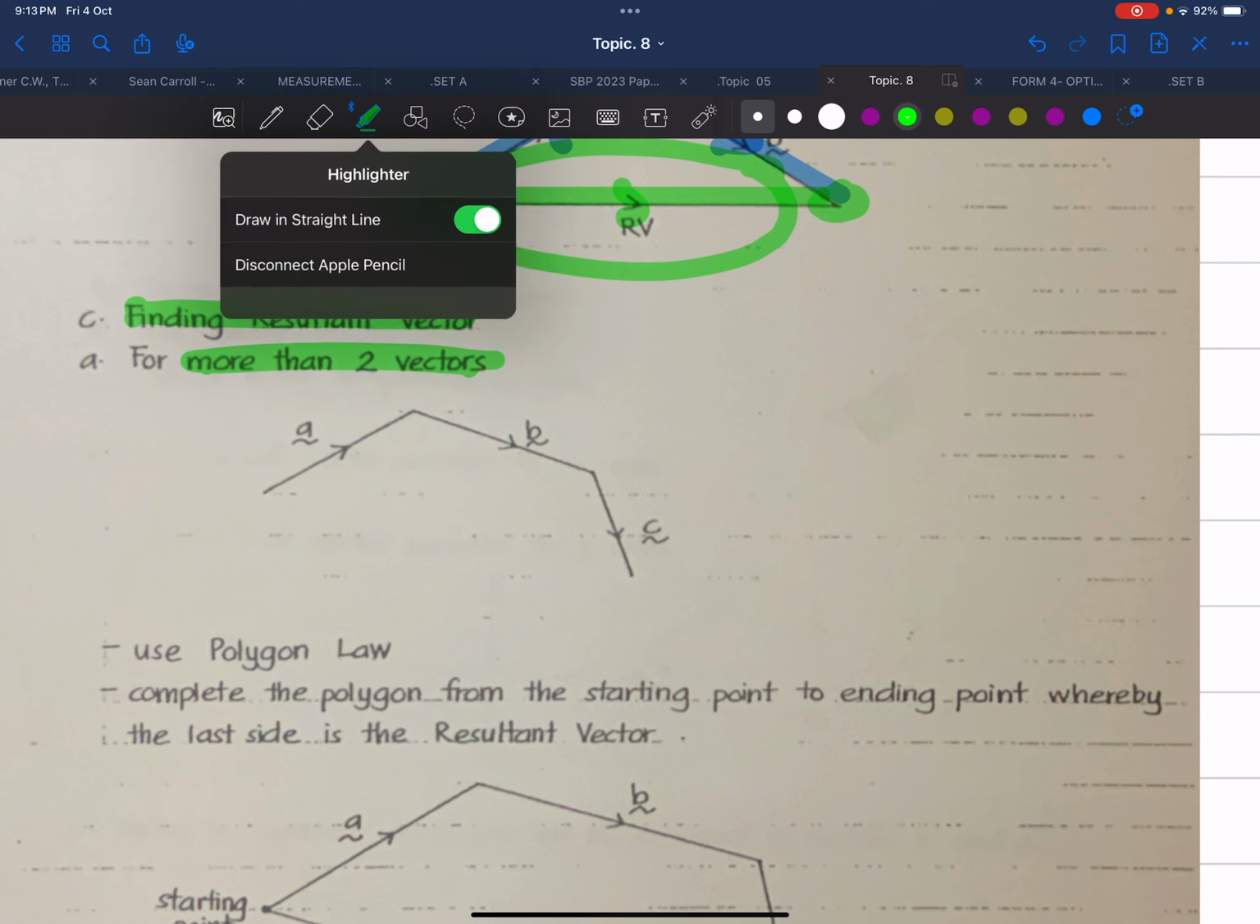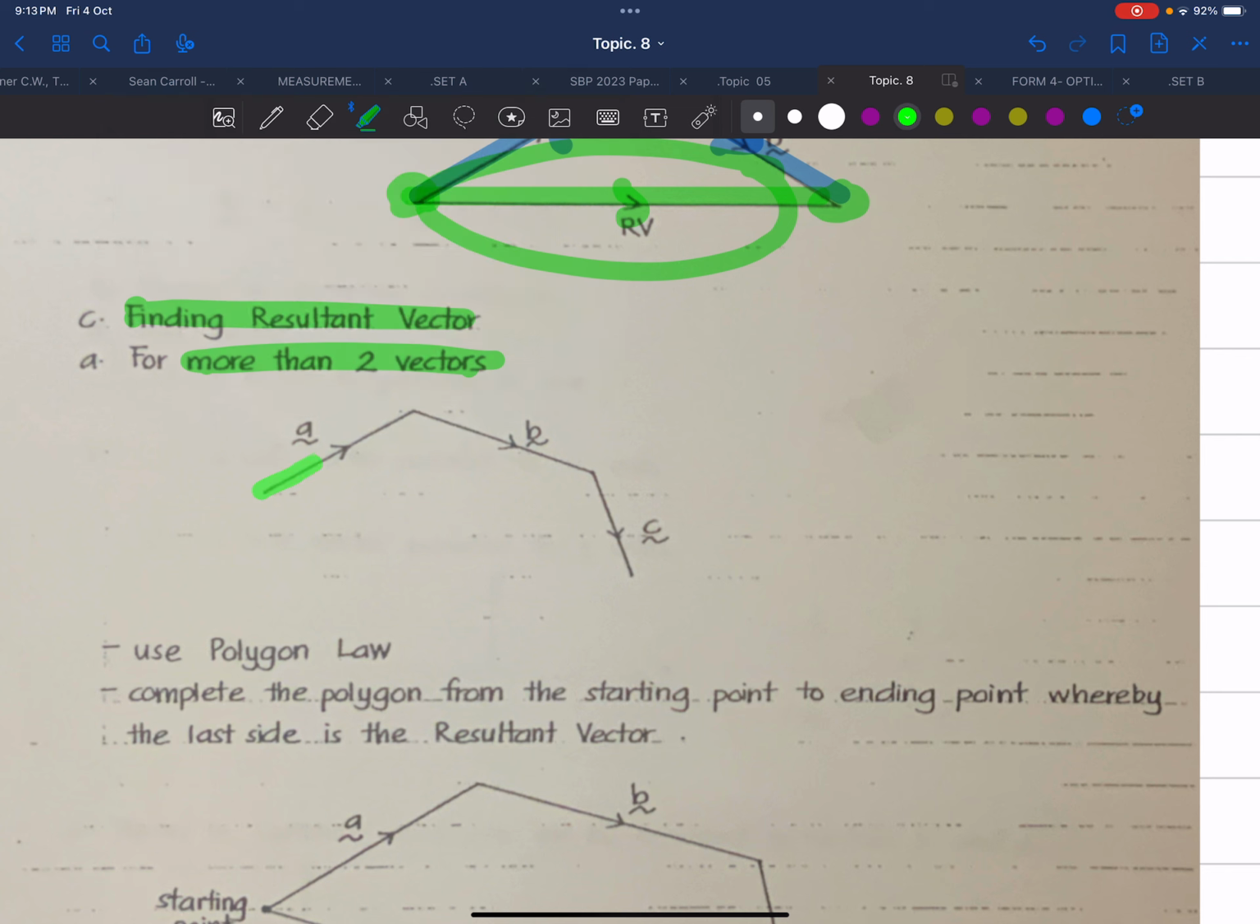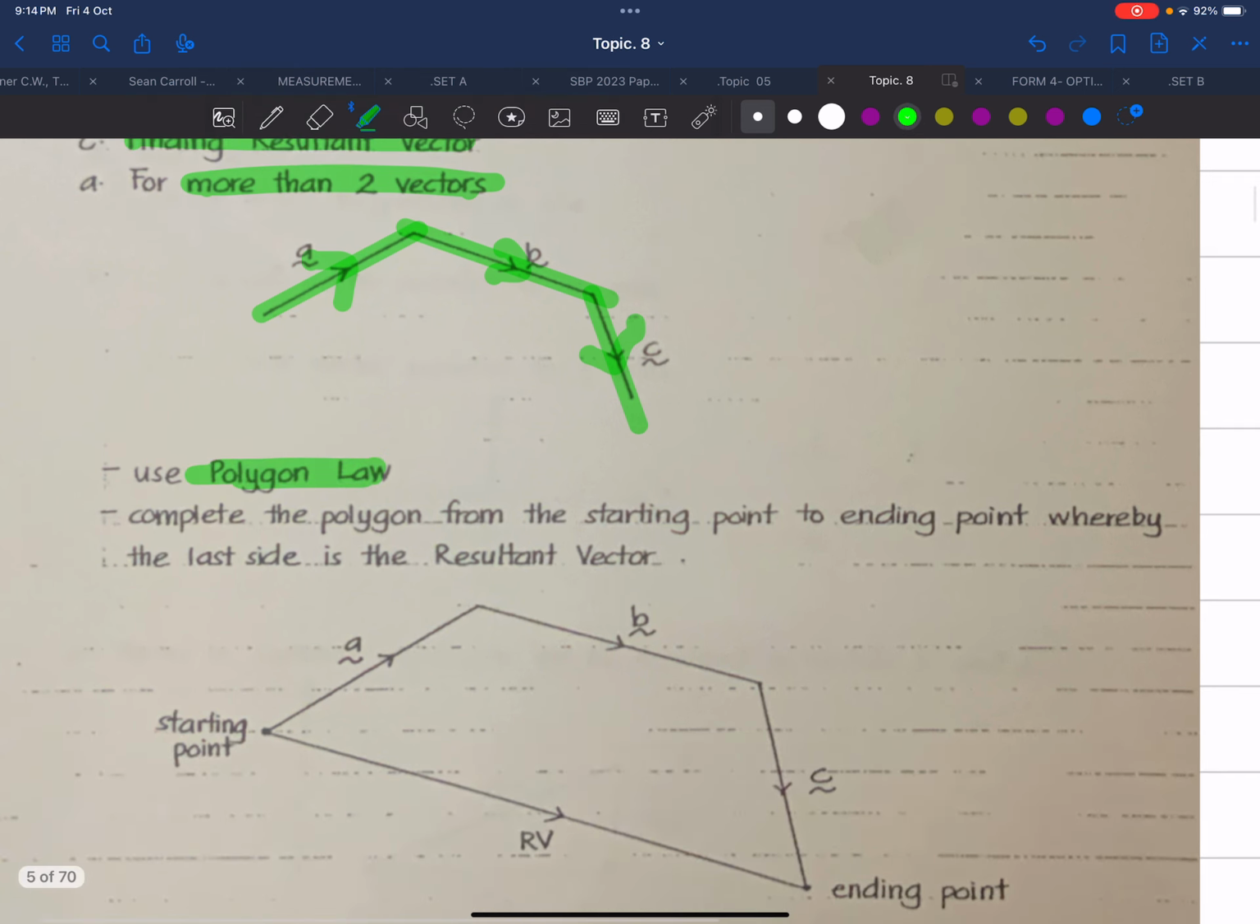Three, I think enough. Watch. I have a vector A plus vector B plus vector C. More than two vectors. The method is to use the polygon law. How do we use the polygon law? Complete the polygon from the starting point to the ending point.